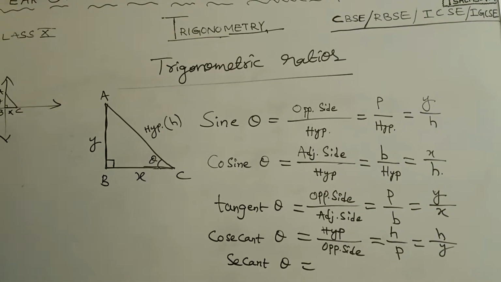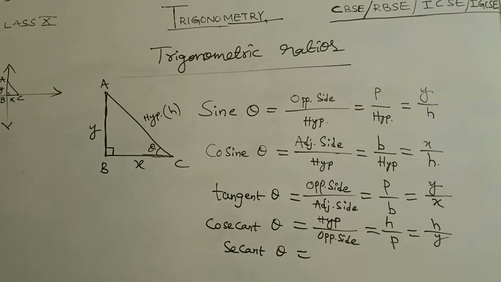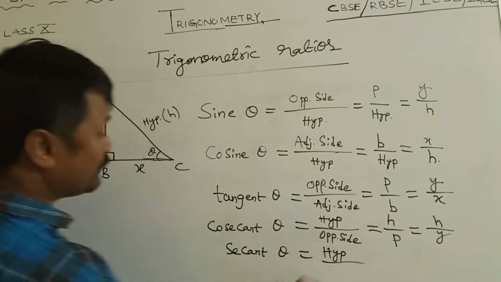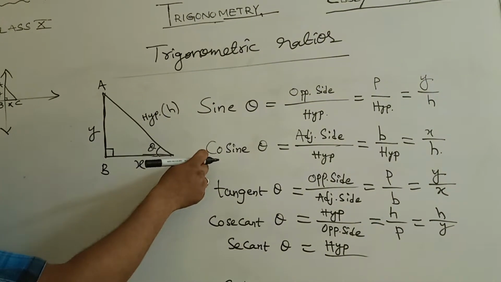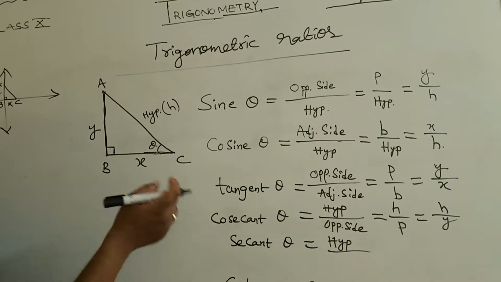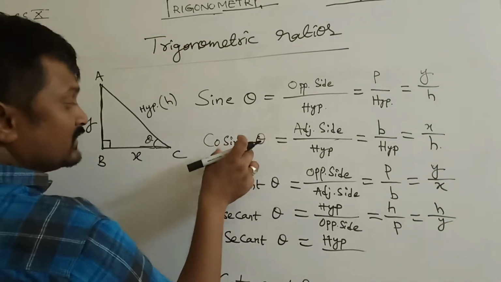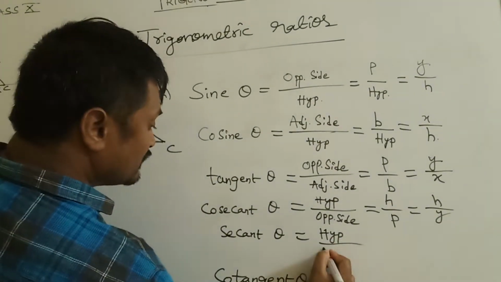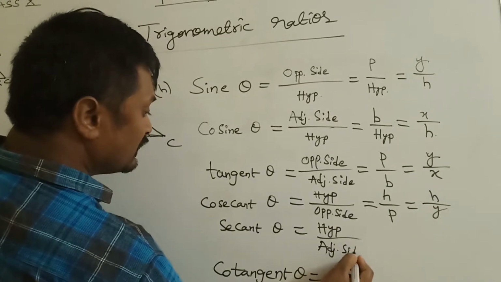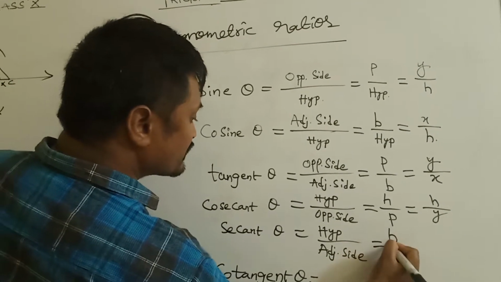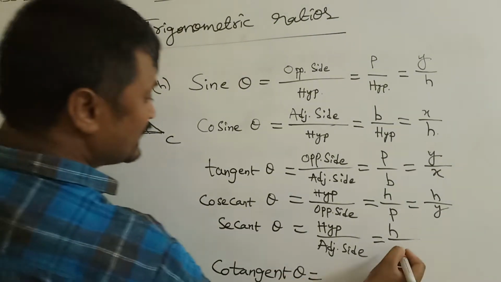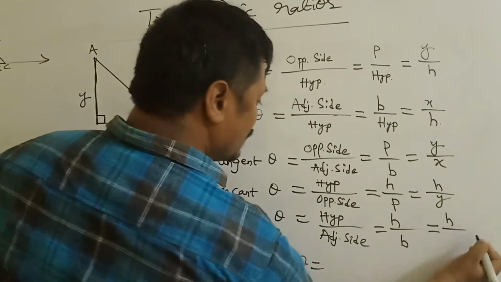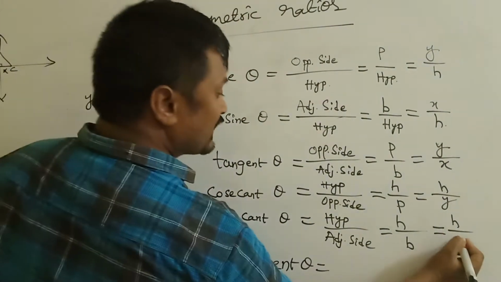In the same manner, can you tell about secant theta? Secant theta is nothing but hypotenuse upon, it is opposite to cos theta, or we can say cosine theta, but when you are writing, you need to write it as cos theta. So this cosine theta's opposite means hypotenuse upon adjacent side. Hypotenuse is h. Adjacent side is nothing but base. So that is h upon x.